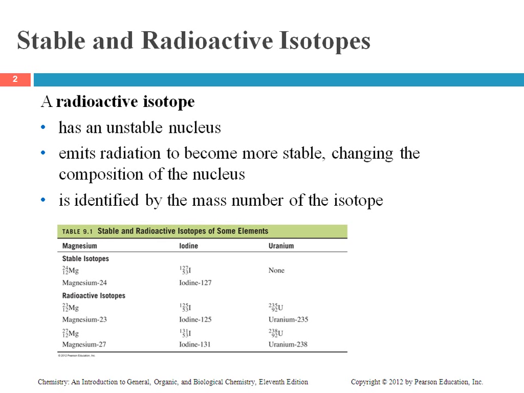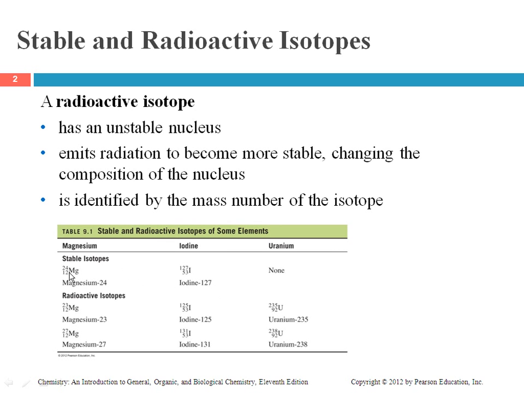It's identified by the mass number of the isotope. If we look here, we've got magnesium with a stable isotope of 24 as its mass number. Remember that the top number here is the mass number. So we call this magnesium 24. If we look at iodine, the mass number of 127 is going to be the stable isotope of iodine.